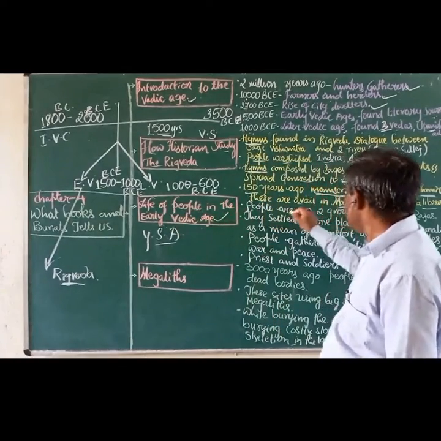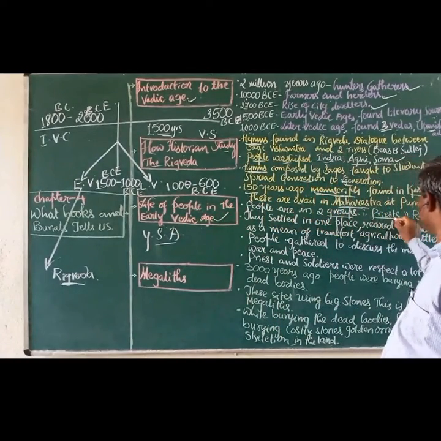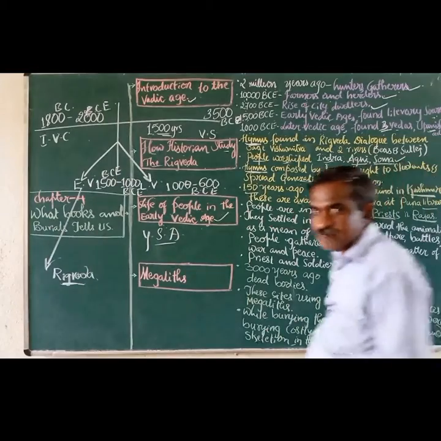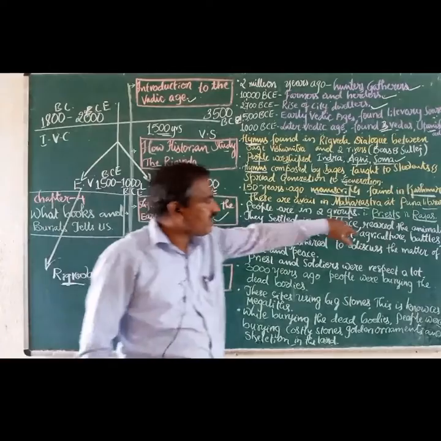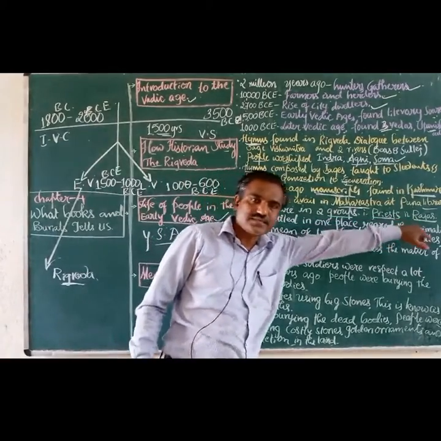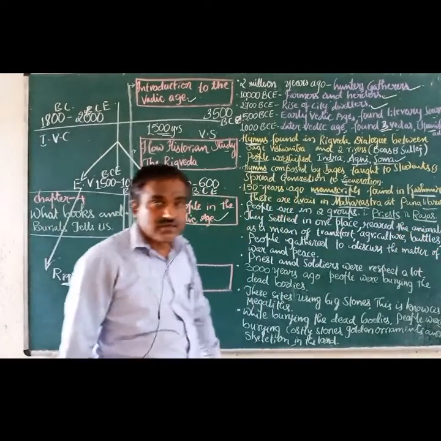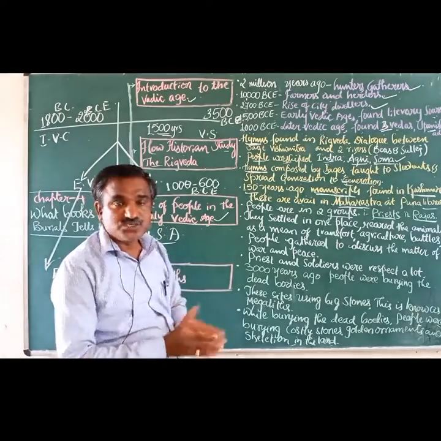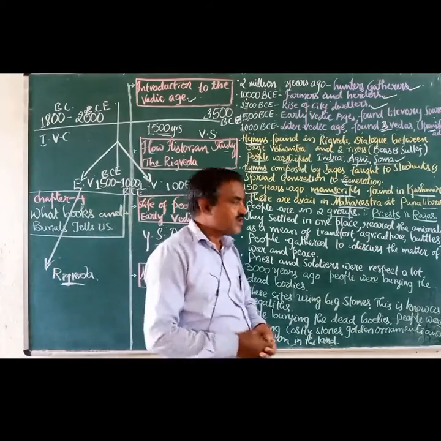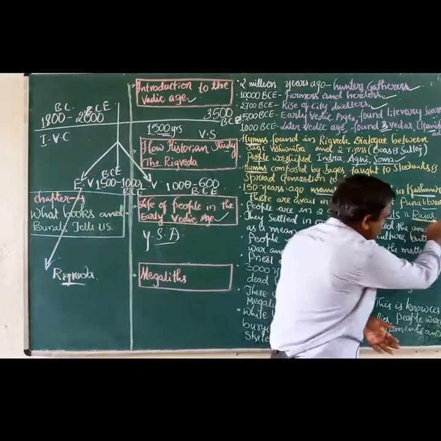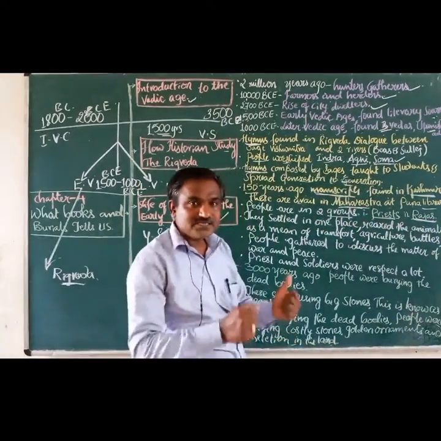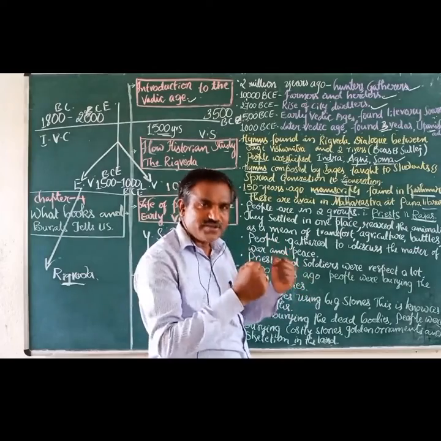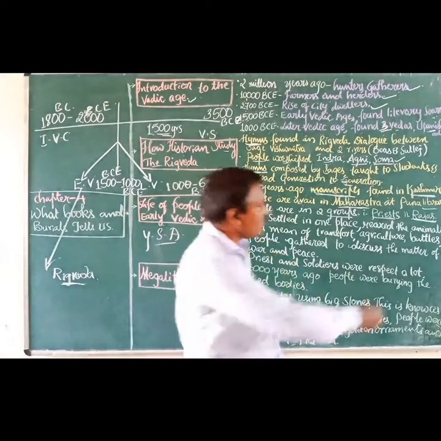Here, people are in two groups. One is a priest and one is a Raja. In the Vedic period, the people are divided into two groups. One is a priest and one is a Raja. The priest means a person who is performing the worship. And the Raja, what do you mean by Raja? Raja means a king. King means the person who is having leadership quality.